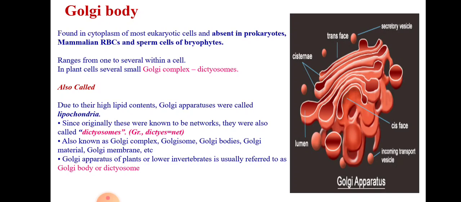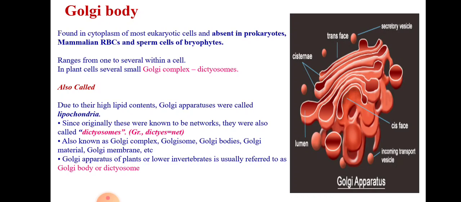Due to their high lipid content, the Golgi apparatus is also called lipochondria. Since originally these were known to be a network, they are called dictyosomes. The name dictyosome is derived from the presence of a net-like structure. It is also known as the Golgi complex, Golgisomes, Golgi body, Golgi material, or Golgi membranes. So these are the names of the Golgi body. The Golgi apparatus of plants or lower invertebrates is usually referred to as Golgi bodies or dictyosomes.